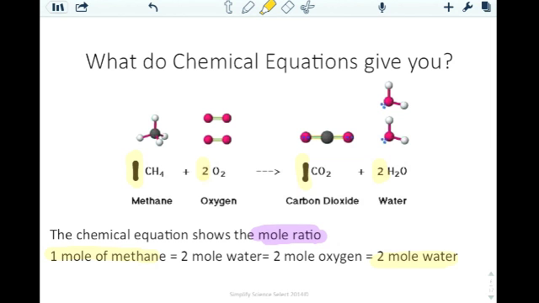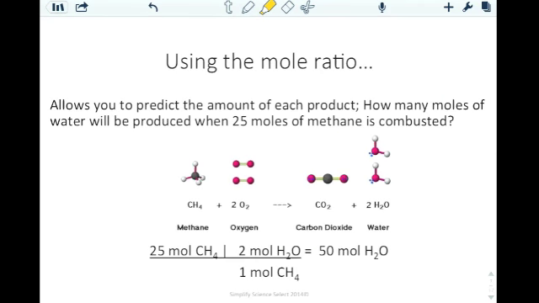Okay, so we can also say that the 2 moles of water equals 1 mole of CO2. We can say that our 1 mole of CO2 equals 2 moles of our oxygen. And so all the coefficients give us that mole ratio. They set everything up for us. Okay, so using the mole ratio, it allows you to predict the quantitative amount of each product.